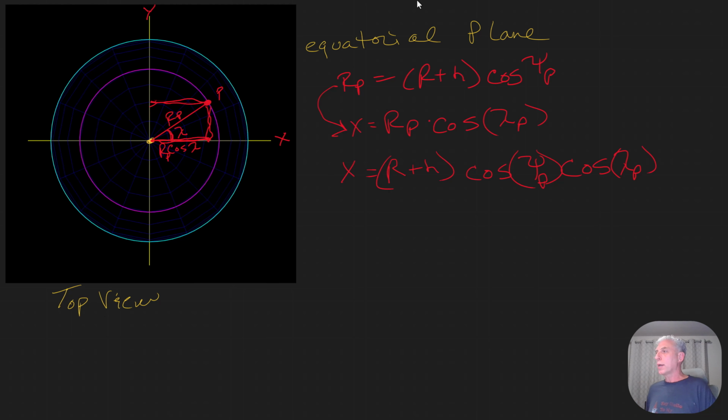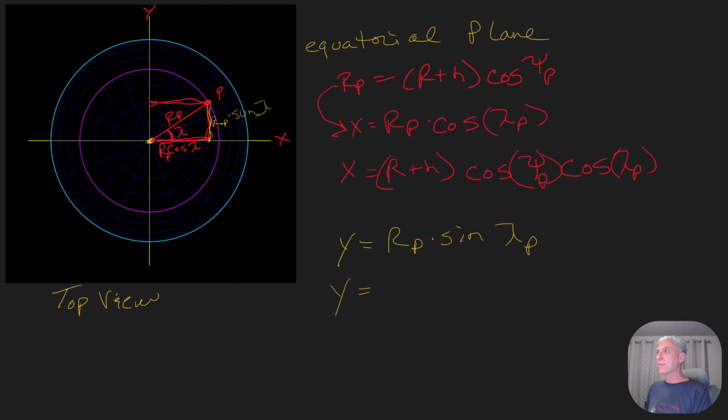And likewise, I'm going to change colors because I don't like writing in red. Y is equal to that same hypotenuse, so RP, times the sine of the longitude. Pretty simple. That's RP times sine of longitude. That's this here. And that's our y value, isn't it?